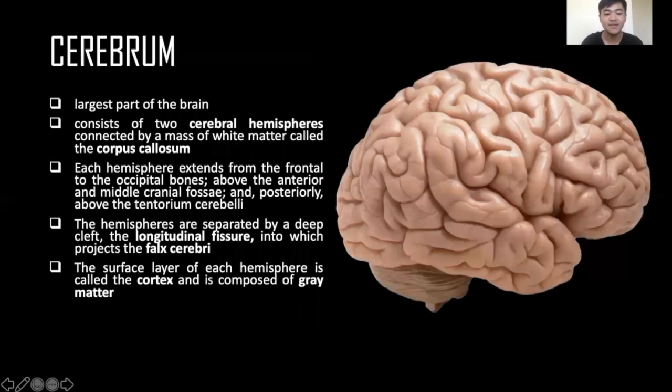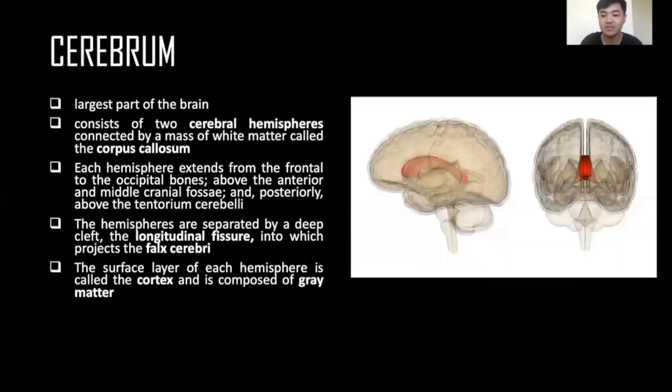So the cerebrum is the largest part of the brain. It consists of two cerebral hemispheres connected by a mass of white matter called the corpus callosum. So here is our right and left hemispheres. It is connected by white matter at the center. This is our corpus callosum.